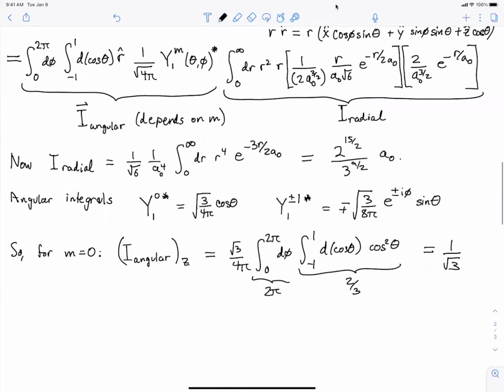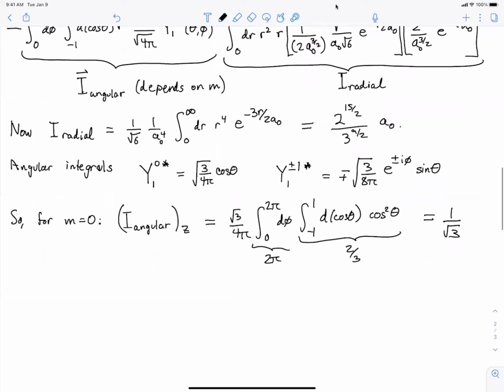Okay, so we've done one component of one of the three integrals, three integrals meaning m equals 1, 0, and -1. We're doing m equals 0, so let's continue on. We can do I angular x component. But fortunately, that's going to be 0. And the same thing for the y component.